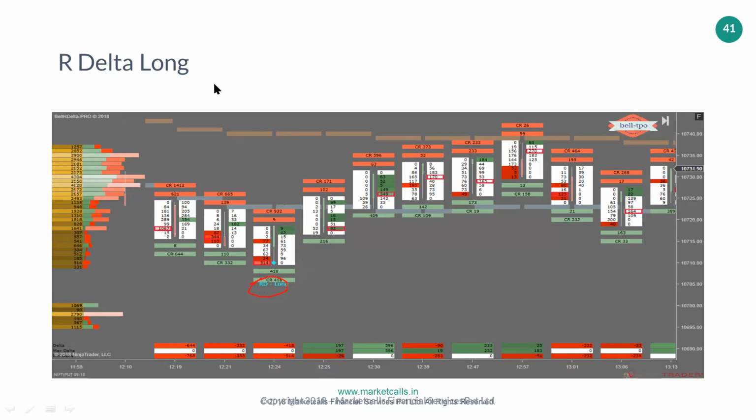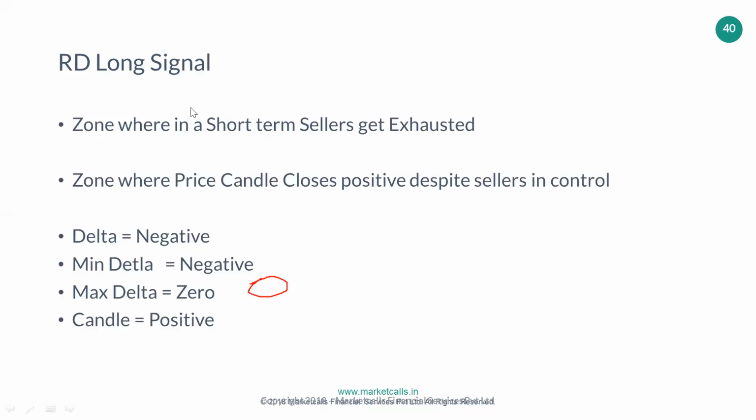What is really happening inside the signal is that we are looking for a pattern from the delta values, where the candle hits the day low and the price of the candle closes positive. Means price was coming down, and the candle is getting positive. So this is a positive candle, but the delta goes negative. Minimum delta is negative, and the max delta is 0.